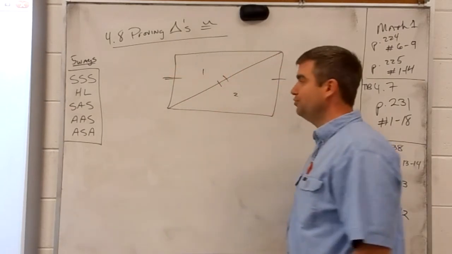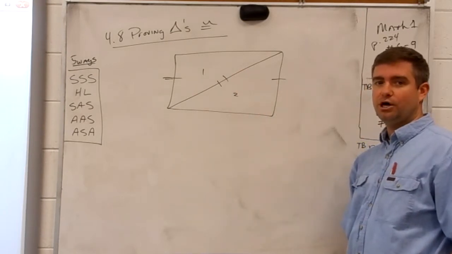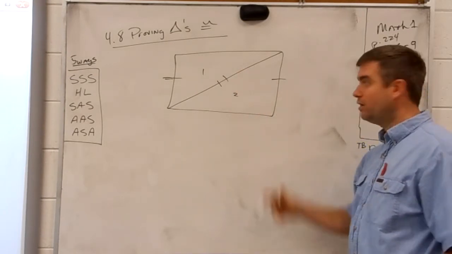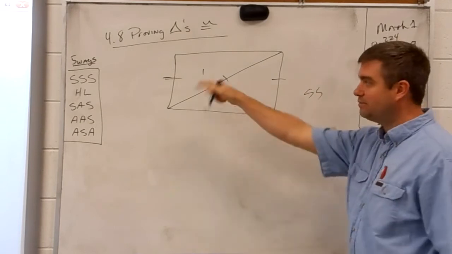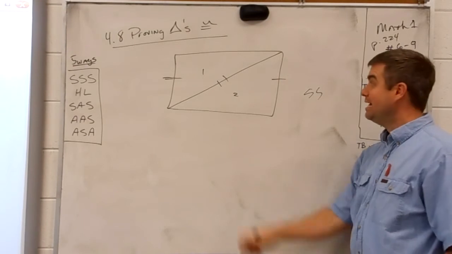How about now? Can I prove that triangle 1 and triangle 2 are congruent now? No. Why not? Because we only have side, side. That's not one of my 5 ways. Okay, side, side is not a way.